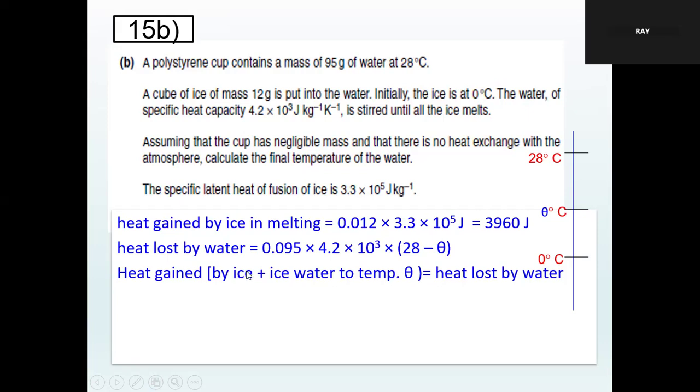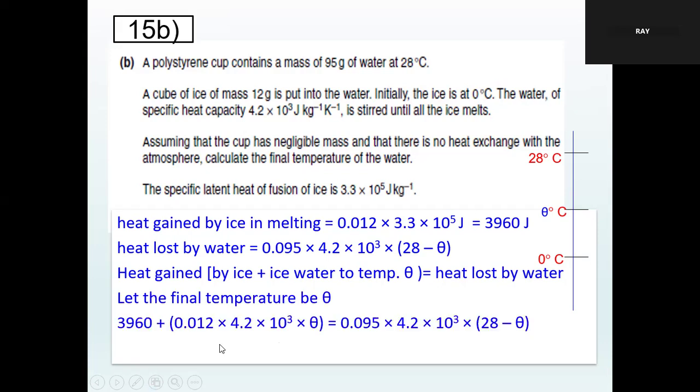So heat gain by ice: the ice has to melt, and then the water at 0 degrees Celsius has to rise to temperature theta. Then heat loss by water. That must be balanced. So let the final temperature be theta. So that is your melting of the ice. There's the rise in temperature. And then this one here, and calculate out.